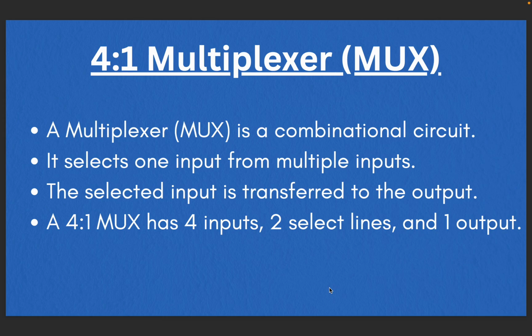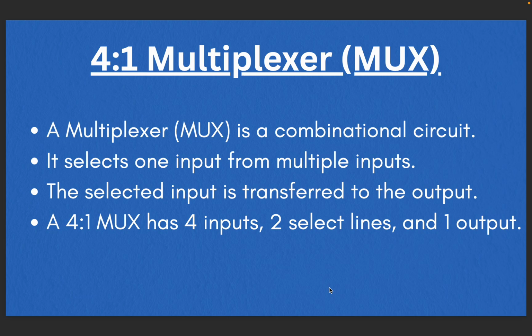Hello everyone, today I am going to explain the design and Verilog implementation of a fundamental digital circuit, the 4:1 multiplexer. A multiplexer is a combinational circuit, which means its output depends only on its current inputs with no memory of past inputs. Think of it as a digital selector switch.